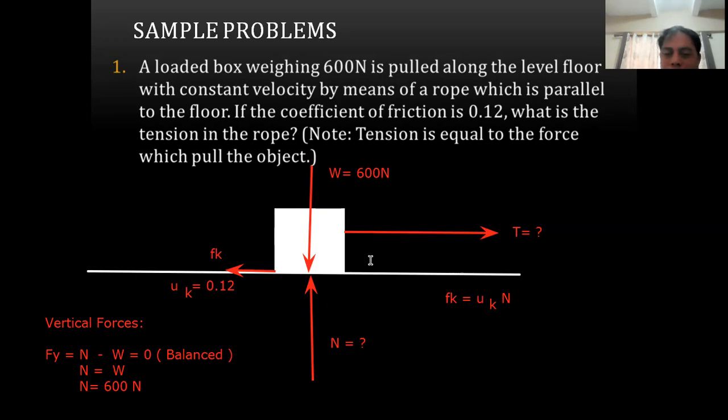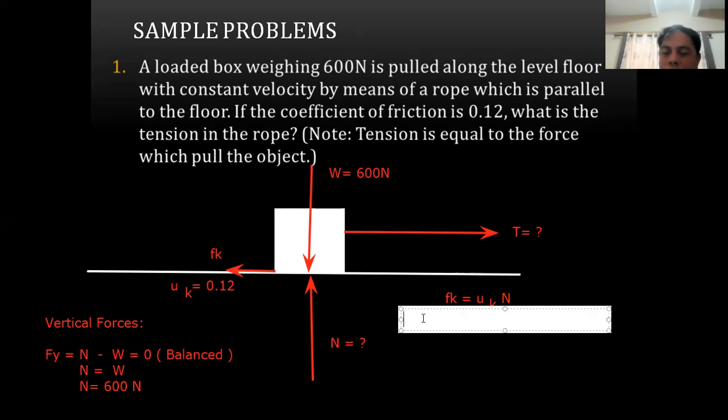Now let's look at the horizontal axis. What forces are present on the horizontal axis? One of the givens in this problem is that this body is moving with constant velocity. That's one of the implied statements that we can get. So this one is moving with constant velocity. And when we say that there's constant velocity, the acceleration must be zero. We already know that from our uniform motion.